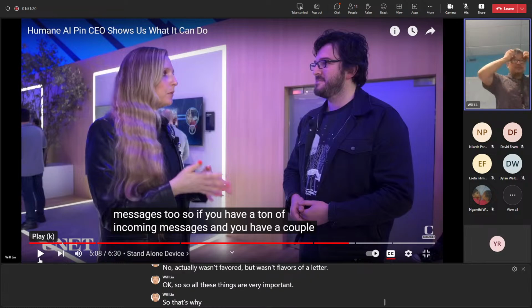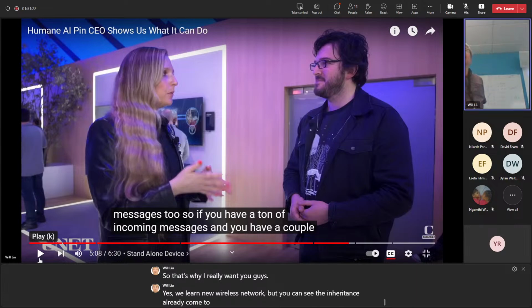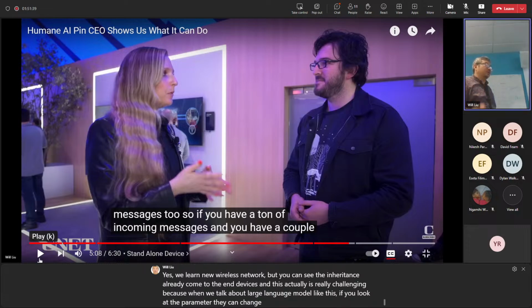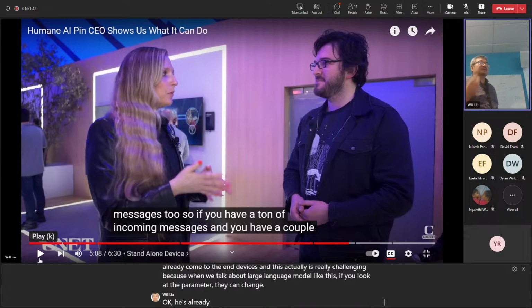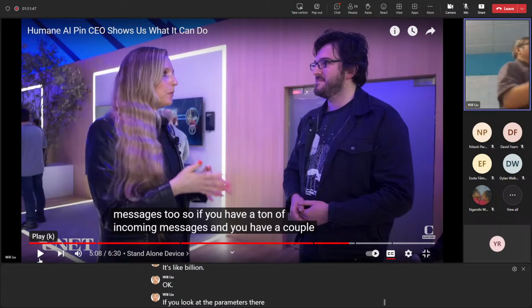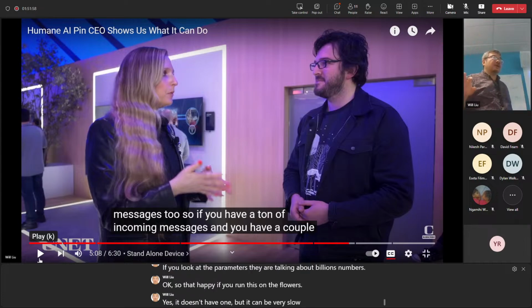So that's why I really want you guys to know. Yes, we're learning various networks, but you can see the intelligence has already come to the end devices, and this is really challenging because when we talk about large language models like ChatGPT, if you look at the parameters they can change, it's already a lot. It's like billions. Okay, if you look at ChatGPT parameters, they are talking about billions. These are big numbers. Okay, if you run this on the servers, yes, it definitely can run, but it can be very slow, right?